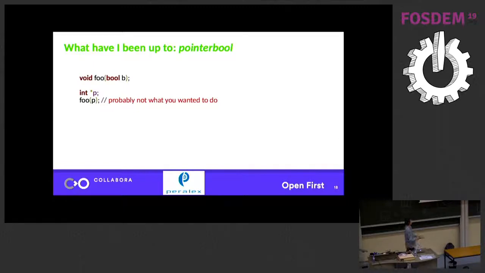Then I spotted an interesting error case where somebody passed a pointer into a parameter that was actually a Boolean, and C++ does a silent conversion for you. It does a pointer-not-equal-to-null conversion for you. And it was clearly not what was intended. The type system doesn't pick this up, so I wrote a plugin that goes looking for places where you are passing pointers and other similar auto-converted things into bool parameters, and it spits out a warning.